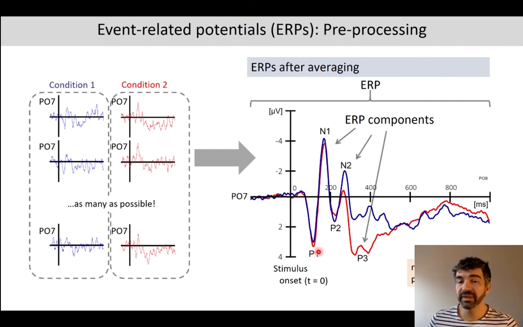So P1 means it's the first positive deflection in the EEG signal, N1 is the first negative one, P2 is the second positive one, and so on. Please note that negative is always plotted upward in EEG world. So what we can see in this example is that there's no difference between the conditions in P1, N1 and P2, but there is probably a difference in N2 and P3. Of course, this would have to be statistically evaluated, but just by face value, that's something I would conclude first.